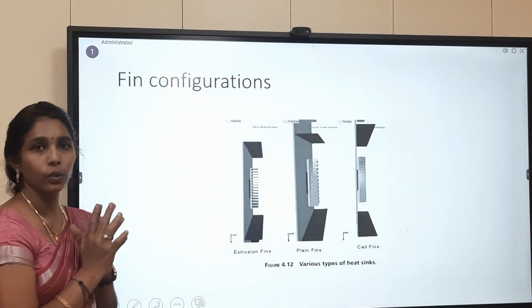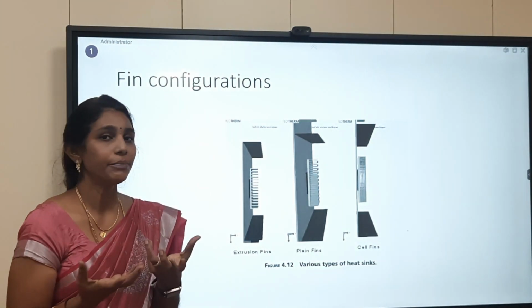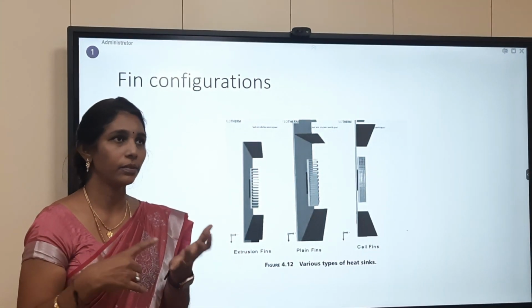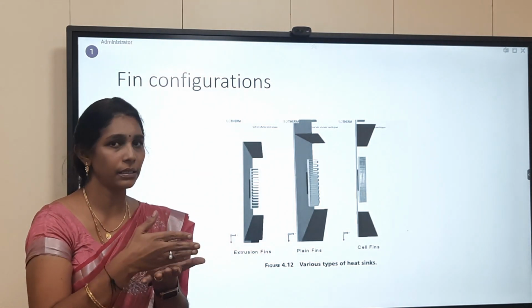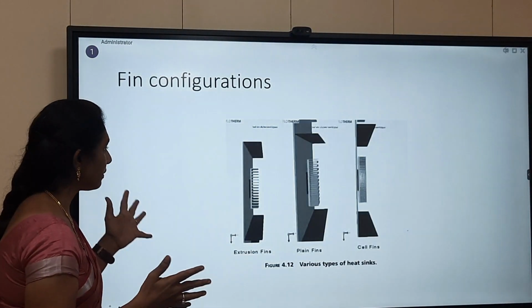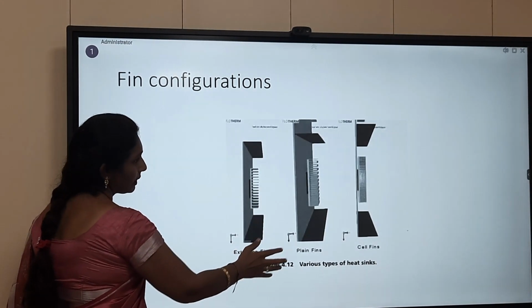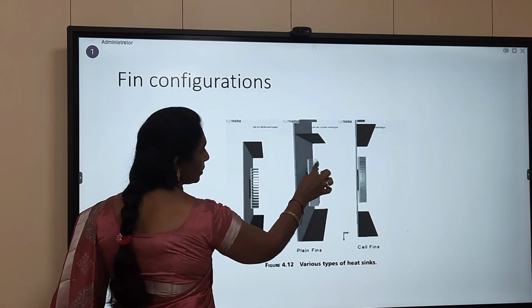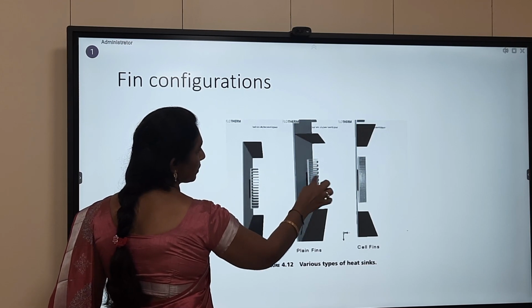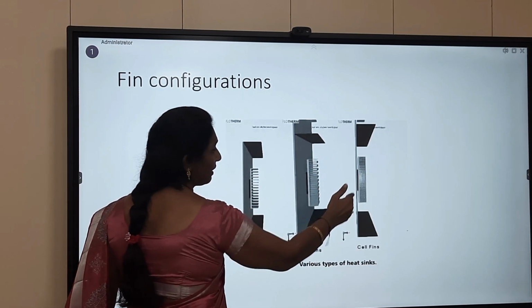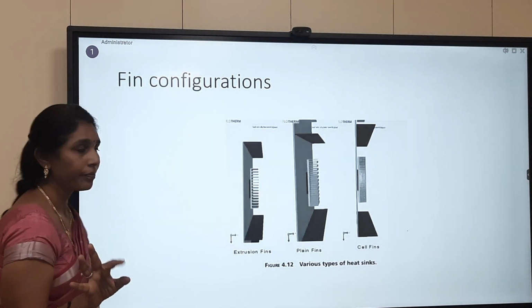And then the second one I told, the types of fin. When I say types of fin, it is the design of the fin. We already know the difference between fin spacing and number of fins. So here you can see the fin configuration. The first one represents the extrusion type of fin. The second one is plain fins. You can see the C type of structure, and the next is the cell fin. So these are the three types.